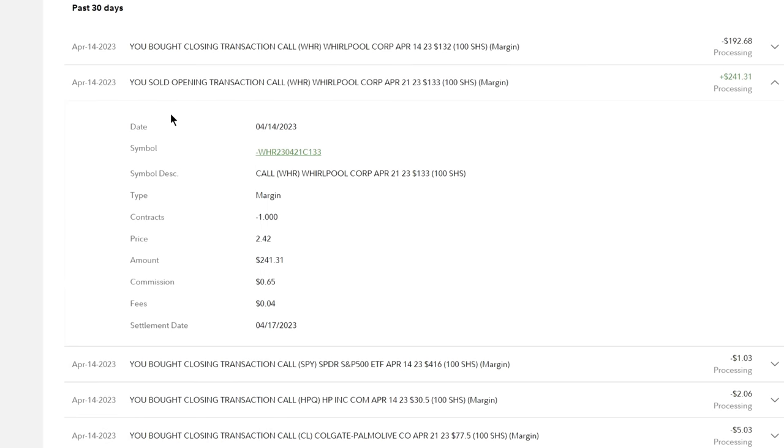And in this situation specifically, I initially had an option expiration of a strike of 132 expiring April 14th. And what I did is I rolled out 1 week from April 14th to April 21st, and I rolled up from 132 to 133, which hopefully makes it more likely that my option will expire worthless in a week.